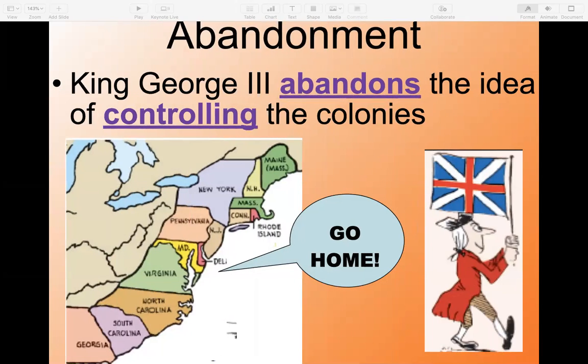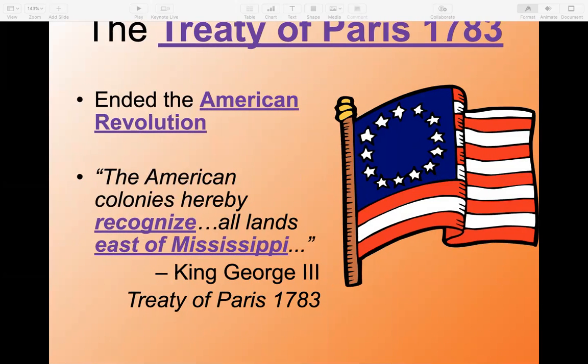Abandonment. King George III abandons the idea of controlling the colonies. The Treaty of Paris, 1783, ended the American Revolution. The American colonies hereby recognize all lands east of the Mississippi.